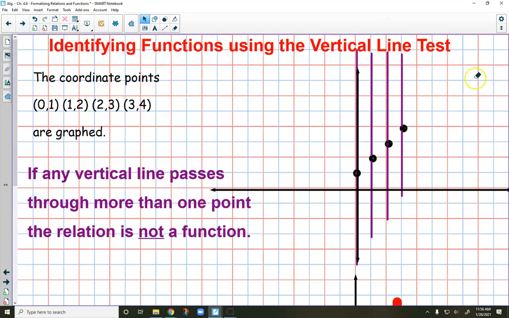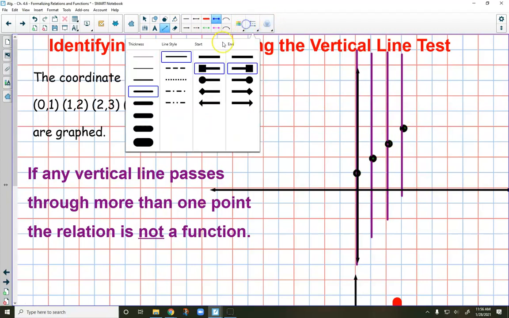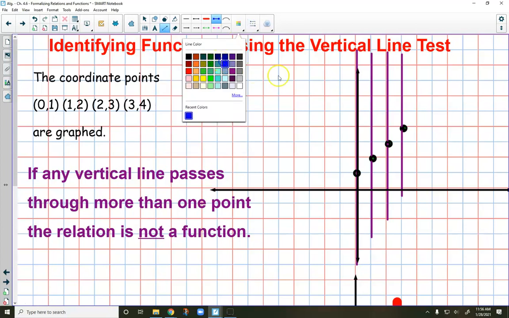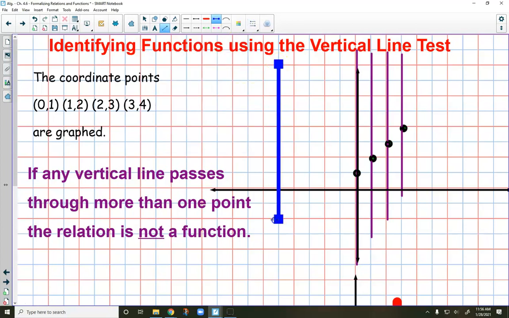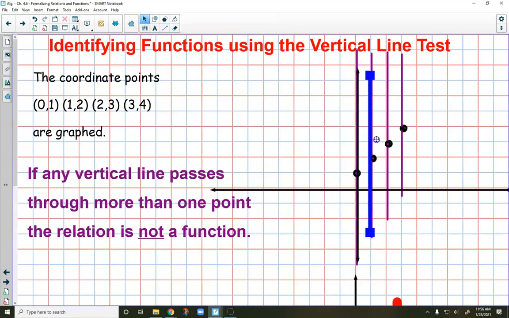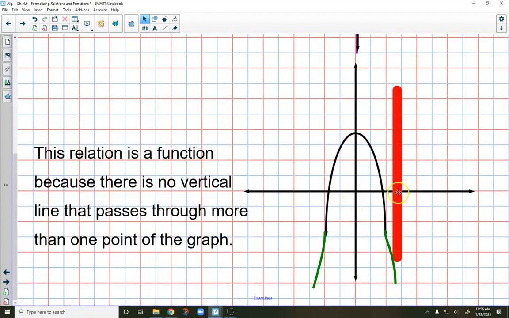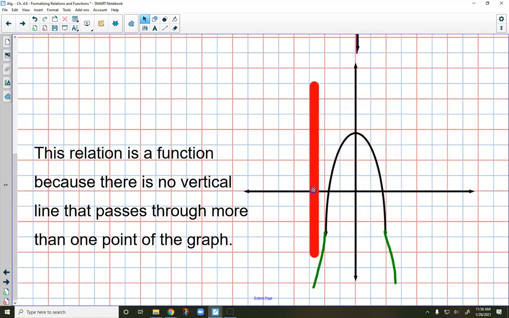You can also identify functions using a vertical line test. When we plot points, all these points can only go through one vertical line at a time. So, if I draw a vertical line, when I move this vertical line, sometimes called the pencil test, notice I'm only touching one coordinate point, I'm touching one coordinate point, I'm touching one coordinate point. This would be a function. Below, we're only touching one coordinate point in this parabola at any time. It would be a function.